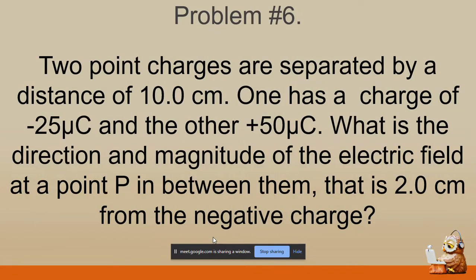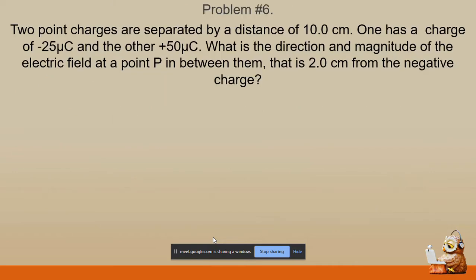Our problem number 6 is: two point charges are separated by a distance of 10 centimeters. One has a charge of negative 25 microcoulombs and the other positive 50 microcoulombs. What is the direction and magnitude of the electric field at a point in between them that is 2.0 centimeters from the negative charge? Let's proceed with our solution process.